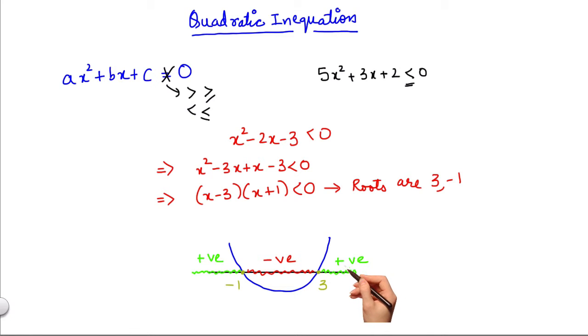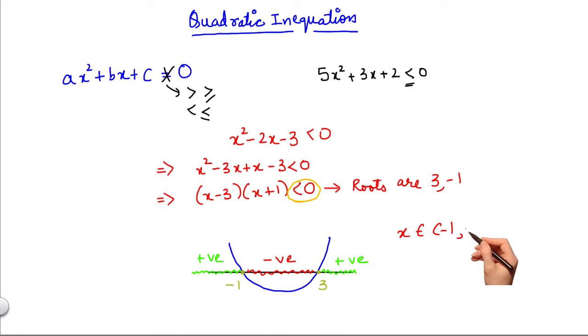Since I am concerned with only those values where my polynomial is less than 0, that is, my polynomial is negative, hence my solution becomes x lying between minus 1 and 3.